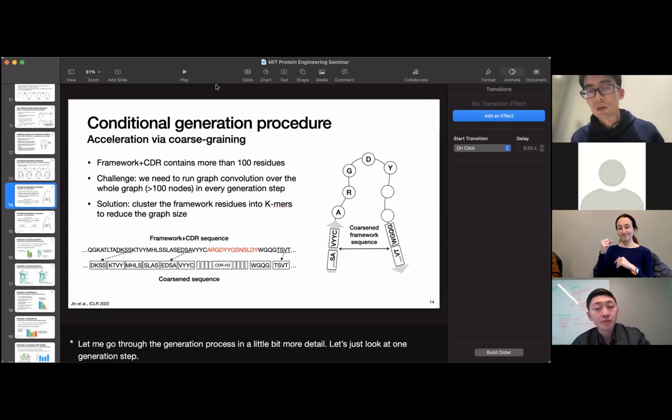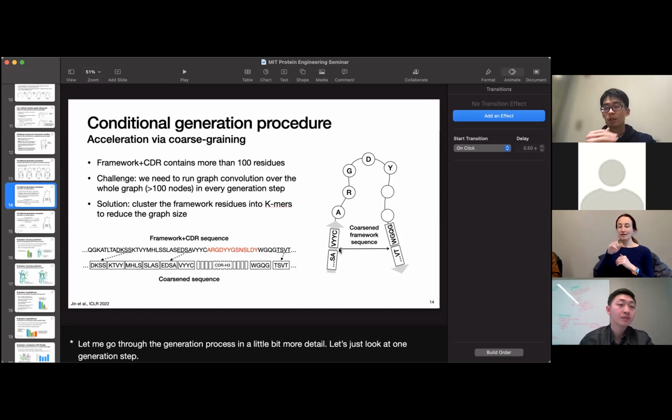Yeah, this is a great question. Right now, this sort of coarsening just by k-mers is definitely a very crude idea. I think there are a couple of ways of improving this approach. For example, we could align the frameworks with a bunch of existing antibodies and then see which parts are conserved and which parts are highly variable. Then, based on that, we can merge only the conserved ones, but not the variable ones, right? This is one idea.